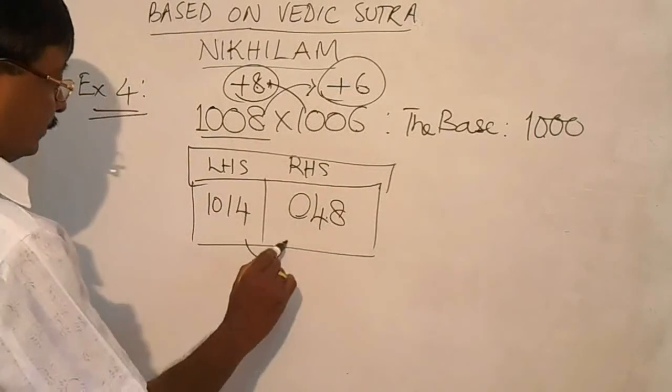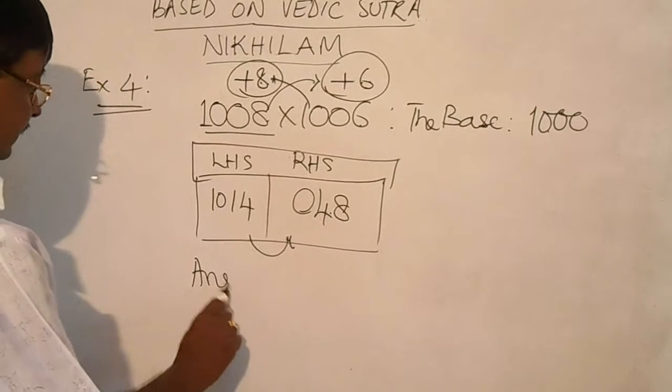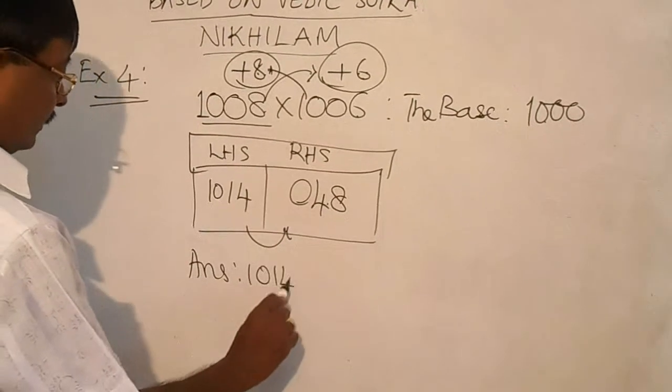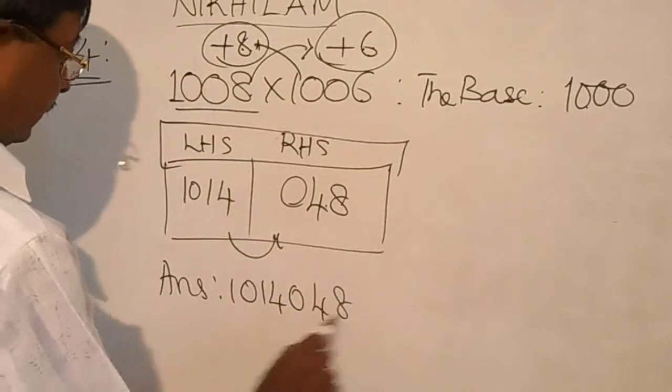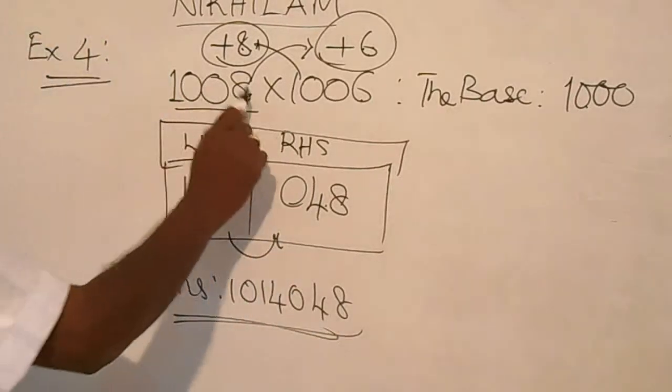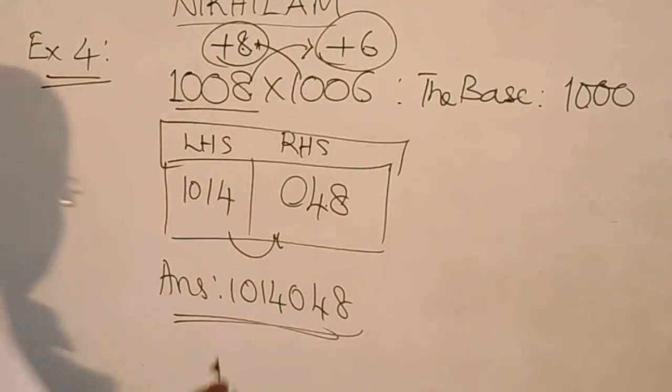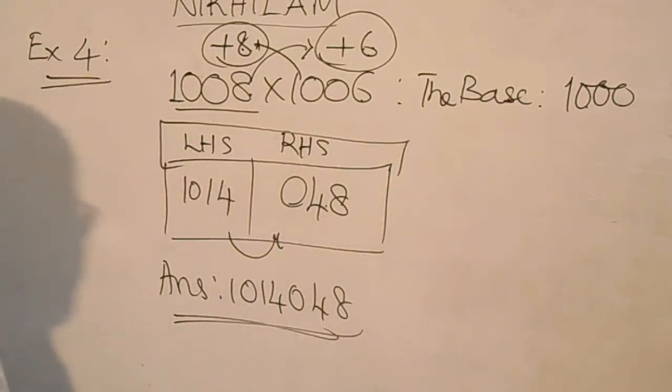Now I should join. The answer here is 1014048. My answer for 1008 multiplied by 1006 is 1014048.